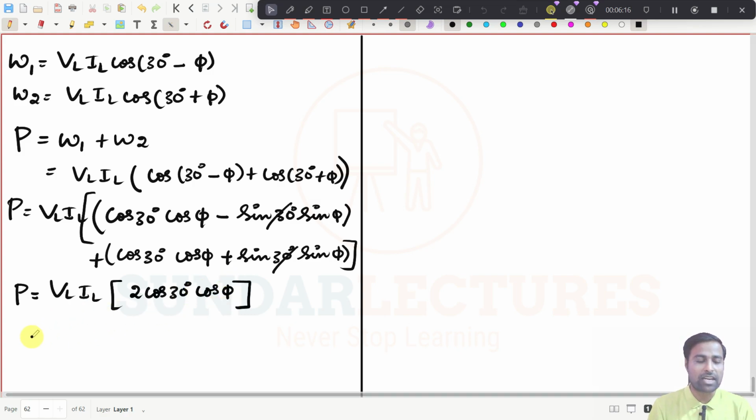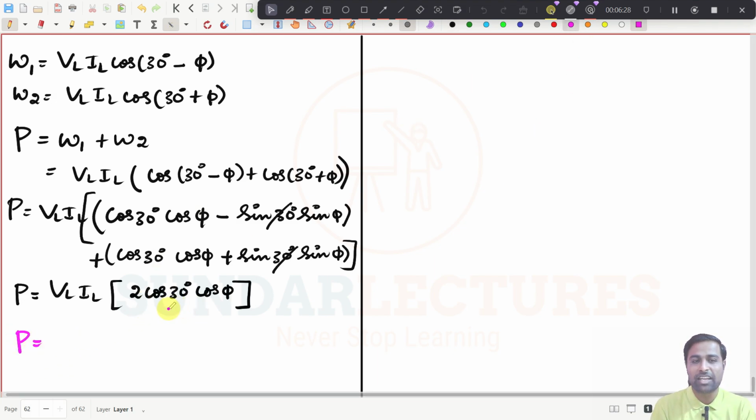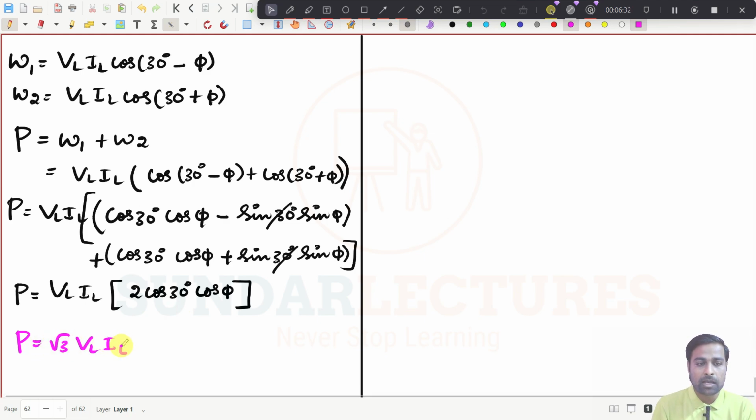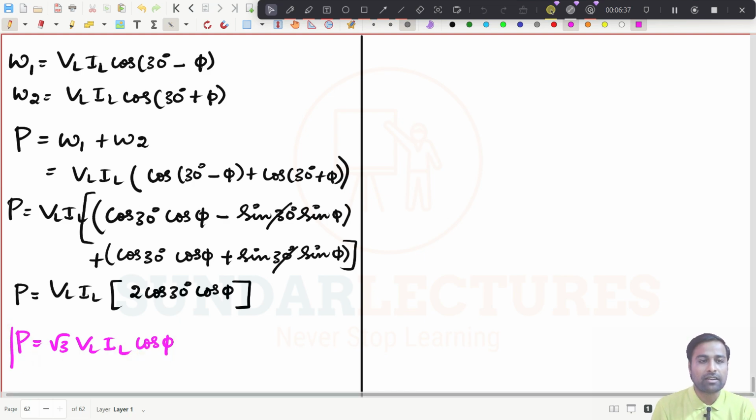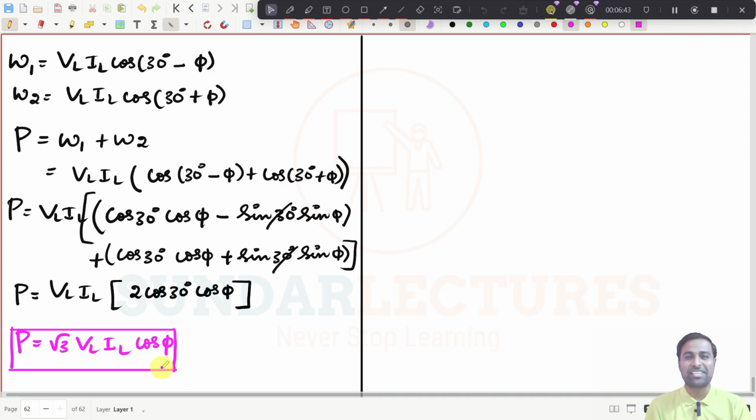And what is 2 cos 30 degree? It is very simple. See here, 2 cos 30 degree is root 3, right? So what will we get here? P will be equal to root 3 VL IL, and what is this one? Cos phi. See, try to understand this one very clearly. We got the answers now.